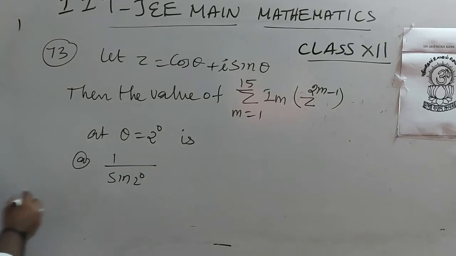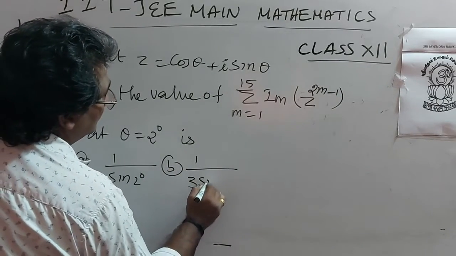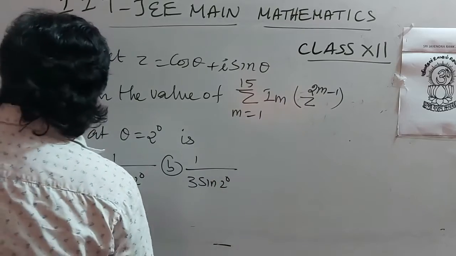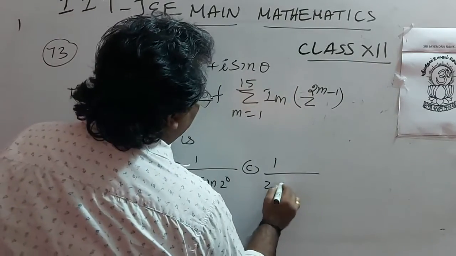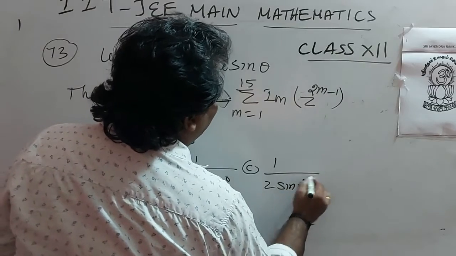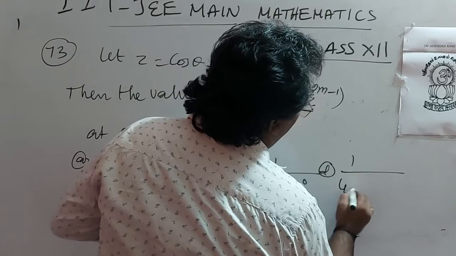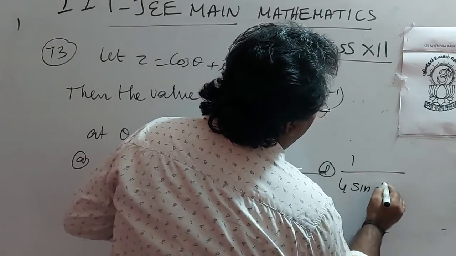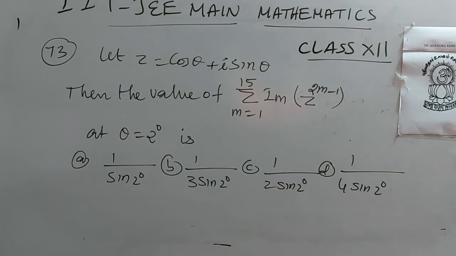1 by sin 2 degree, 1 by 3 into sin 2 degree, 1 by 4 into sin 2 degree. These are the given options.